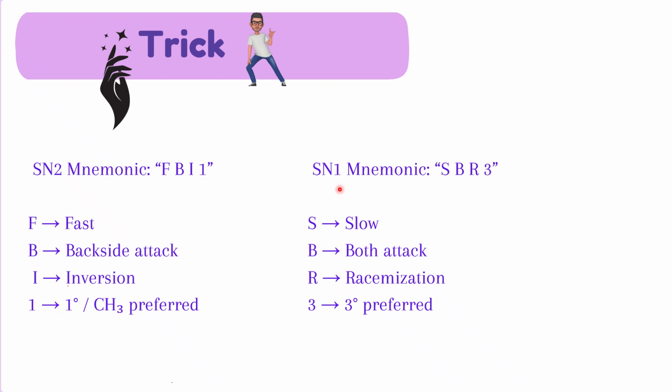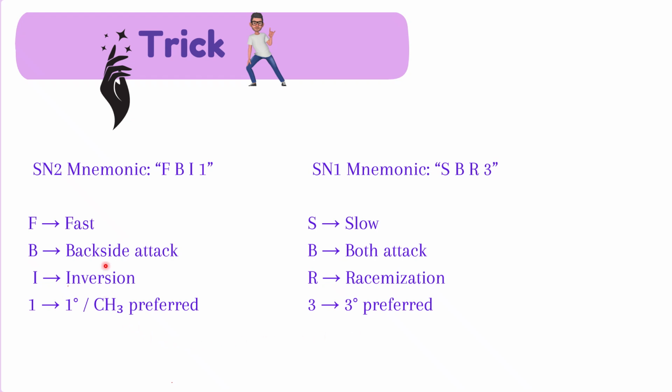reaction. And when we talk about the SN1 reaction, the mnemonic is SBR3, where S stands for slow, B stands for both side attack, R stands for racemization. This means we get inversion and also retention of configuration together in one solution, and we call that resulting solution as what? Racemic mixture. And the process with which this happens is called as what? Racemization. And this 3 stands for the tertiary preference of the substrate in this particular reaction.